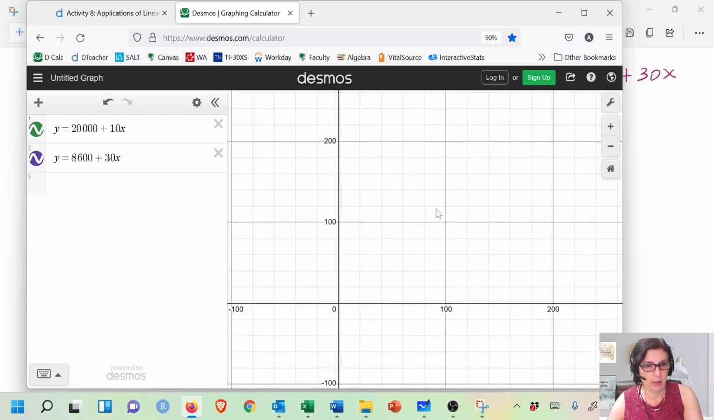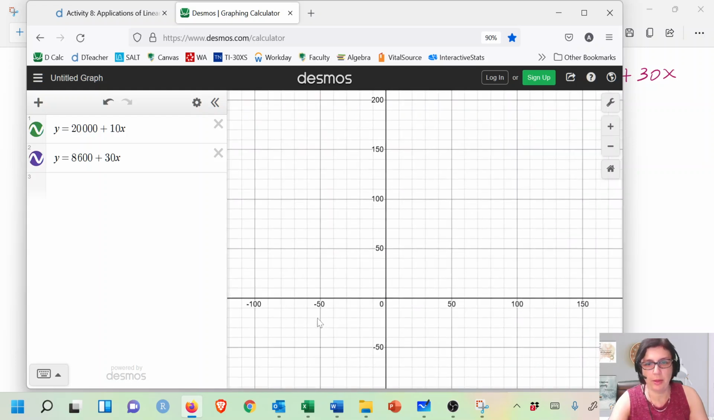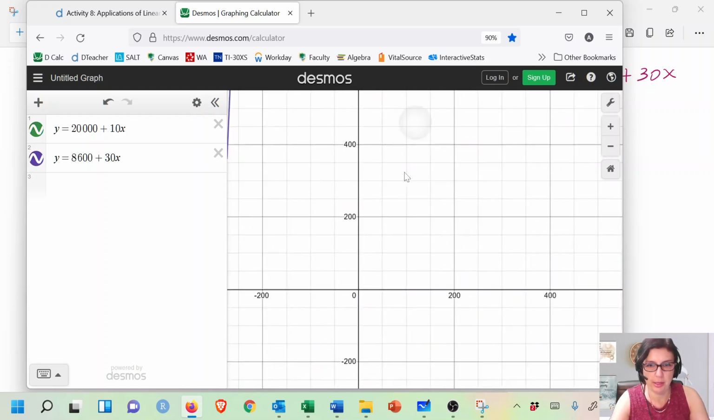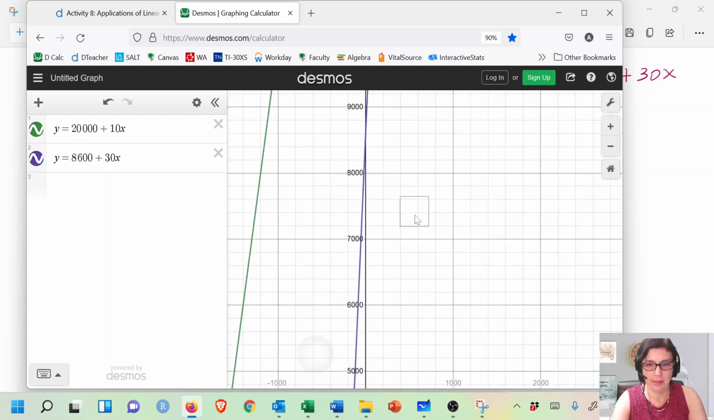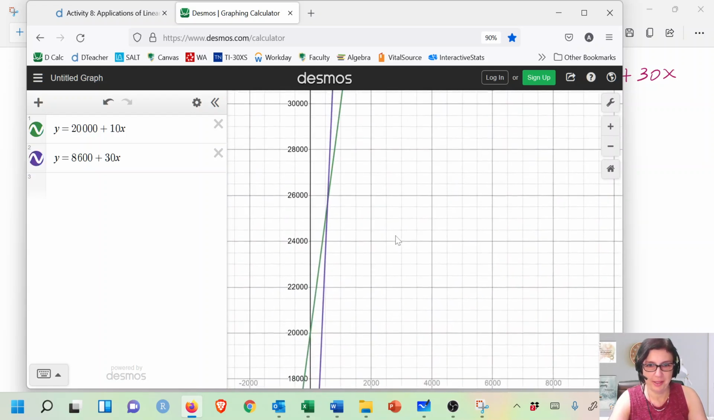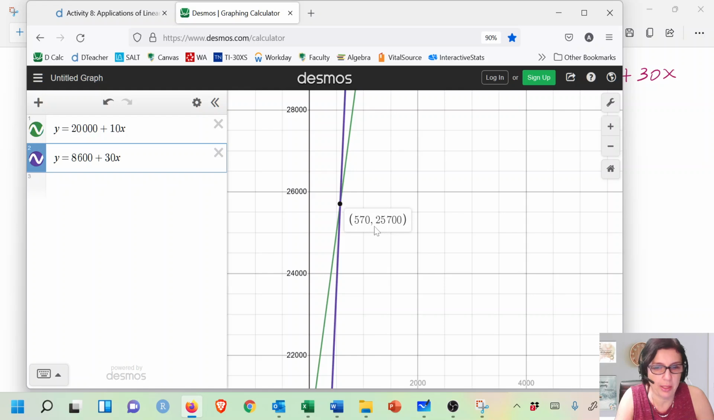Because of the 20,000, I can't really see it because of my Y scale. You see? These lines are crazy. Okay, now I see it because the amount is so large. I couldn't see it before, but I had to really zoom. And there is my intersection. So my X is 570 and Y is the salary that she would get either way. So basically X is 570 and that's what you want.